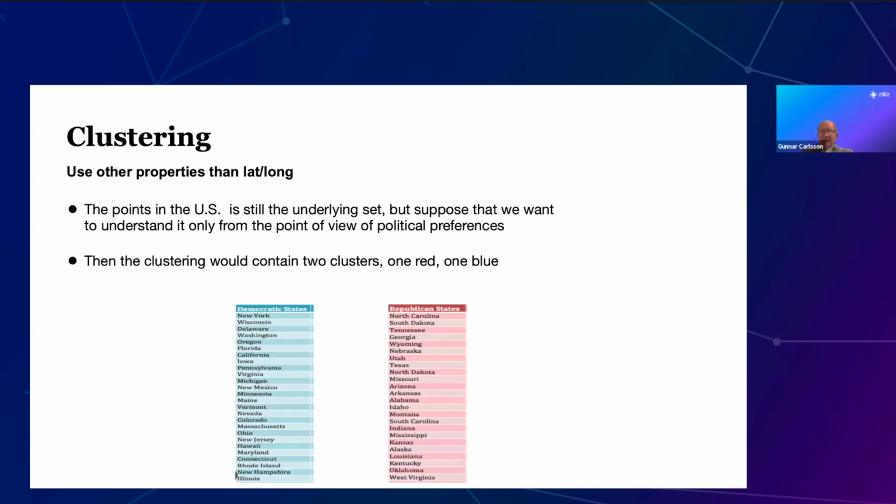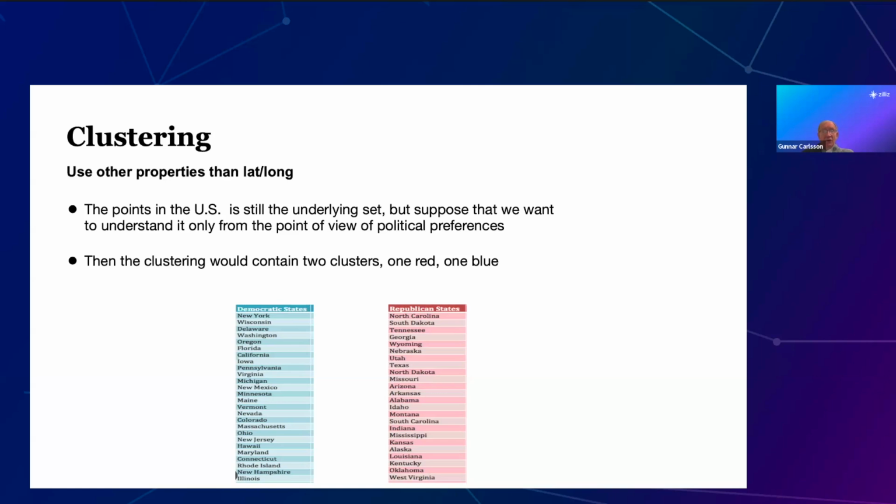Okay, but now we've taken this idealized example where we are studying points in the United States, measuring them by latitude and longitude. But suppose that we're interested in something other than latitude and longitude. We might, for example, cluster by political preferences. And if that happens, as we've kind of seen, this clustering would probably contain two clusters, one red and one blue. These are states characterized by their political preferences. So that's two clusters. That's informative.